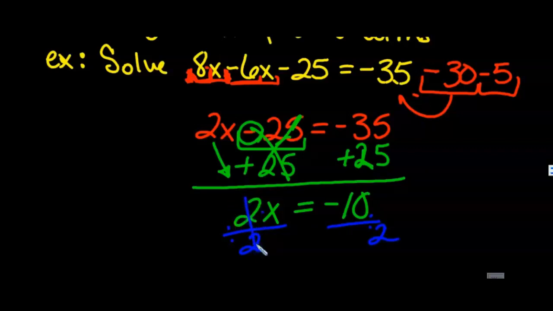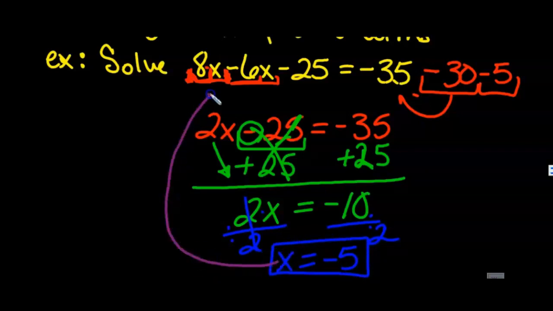The 2's on this side will cancel, equaling 1. And 1 times any number, doesn't matter what x is, is x. Negative 10 divided by 2 is negative 5. So x equals negative 5. Okay. Finally, we're ready to check our answer.